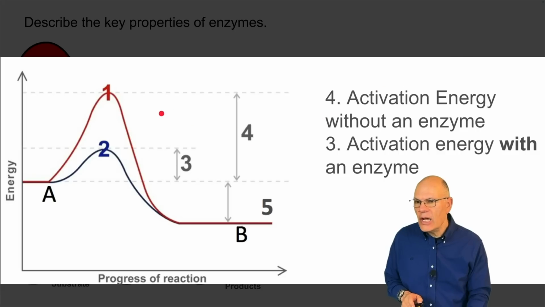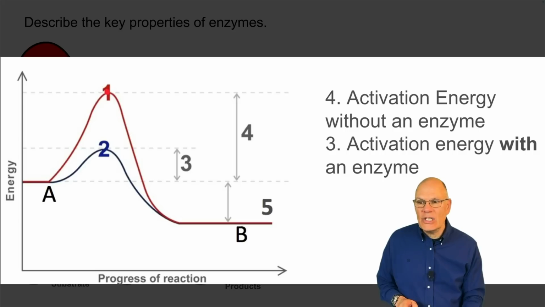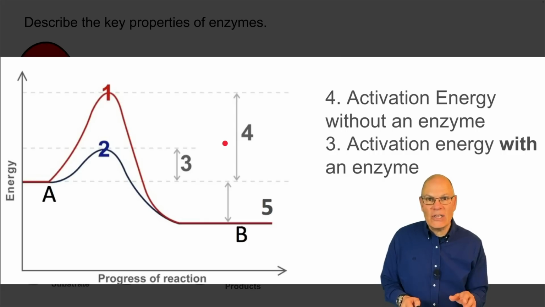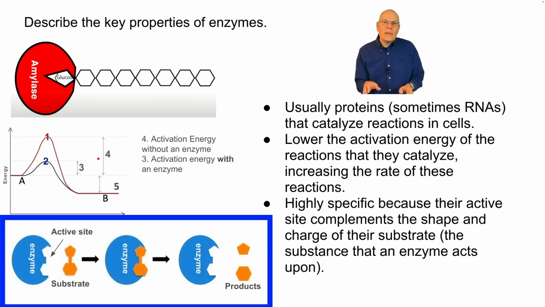So in this diagram, you see a reaction that's catalyzed by an enzyme, number 2, and a reaction that's not catalyzed at number 1. And the difference is that the activation energy for the enzyme catalyzed reaction is much less than the non-enzyme catalyzed reaction. Enzymes are highly specific because their active site complements the shape and charge of their substrate, which is the substance that an enzyme acts upon.